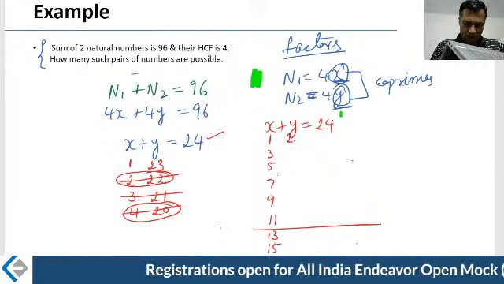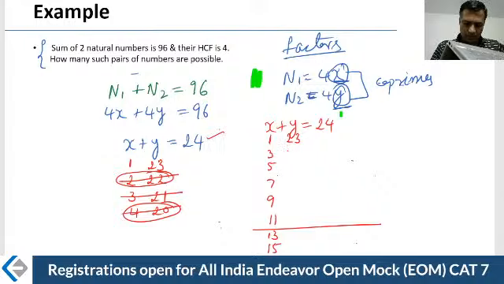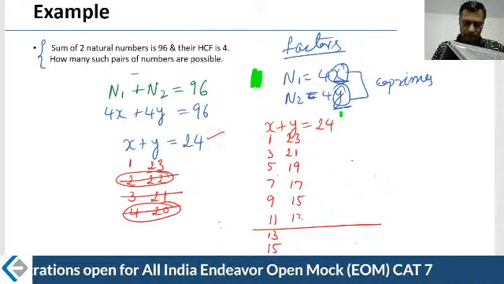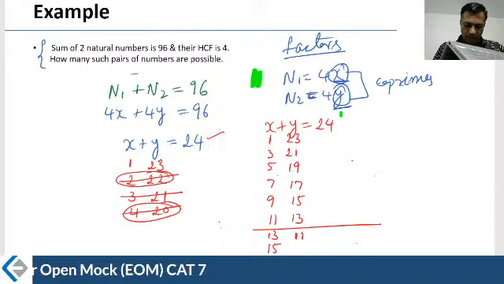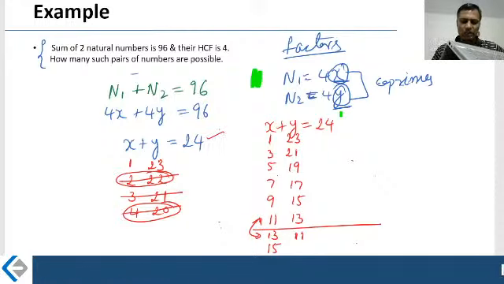If it is 1, this is 23. Now write down the numbers there. This is 21, 19, because the sum should become 24. I'm writing the corresponding pairs, corresponding values, right? 17, then we have 15, and we have 13. See, when you write 13, you will be writing 1 here. That pair is already there. It's not an ordered pair, it's just a pair.